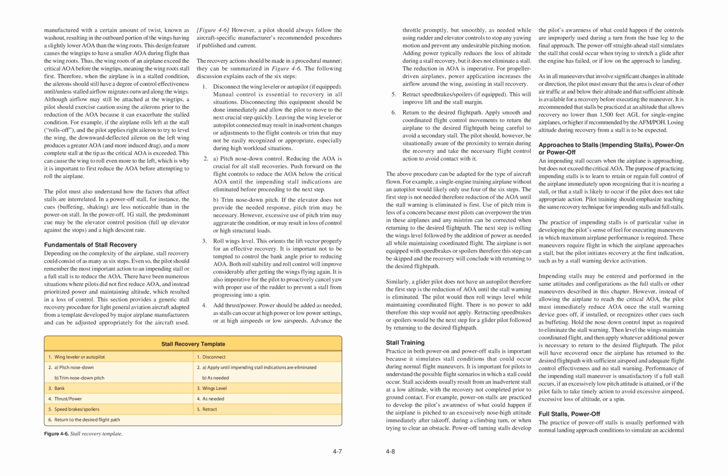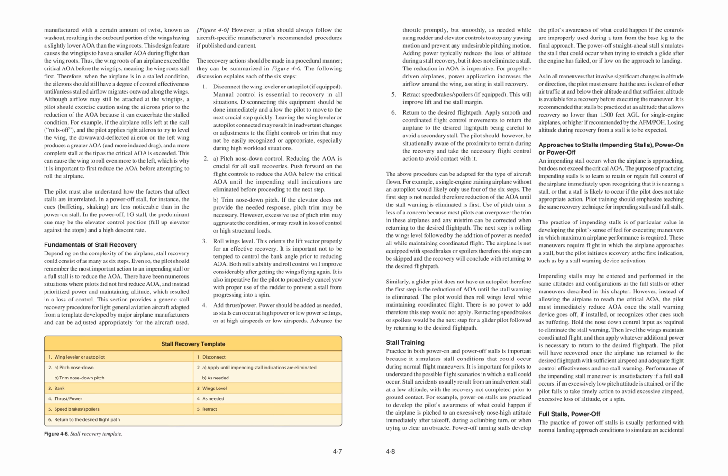The above procedure can be adapted for the type of aircraft flown. For example, a single-engine training airplane without an autopilot would likely only use 4 of the 6 steps. The first step is not needed, therefore reduction of the AOA until the stall warning is eliminated is first. Use of pitch trim is less of a concern because most pilots can overpower the trim in these airplanes and any mistrim can be corrected when returning to the desired flight path. The next step is rolling the wings level, followed by the addition of power as needed, all while maintaining coordinated flight. The airplane is not equipped with speed brakes or spoilers, therefore this step can be skipped and the recovery will conclude with returning to the desired flight path.